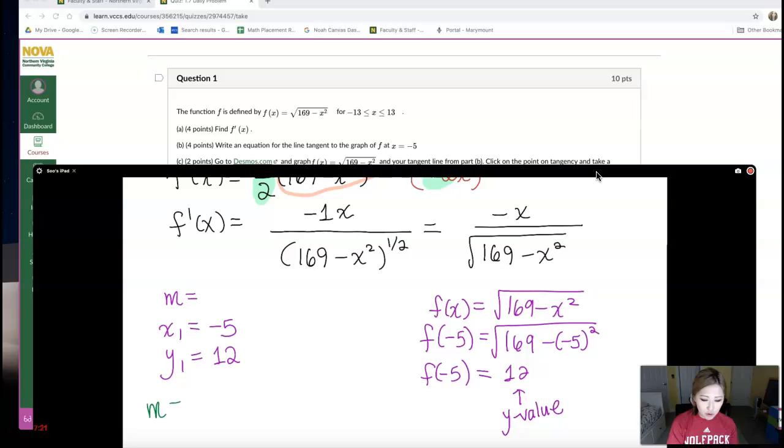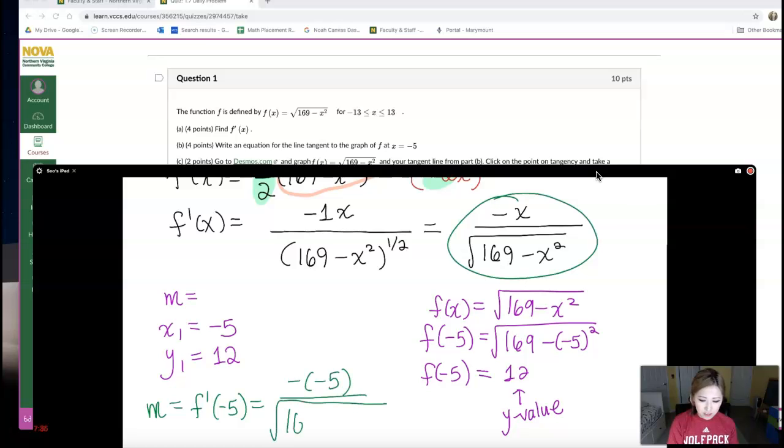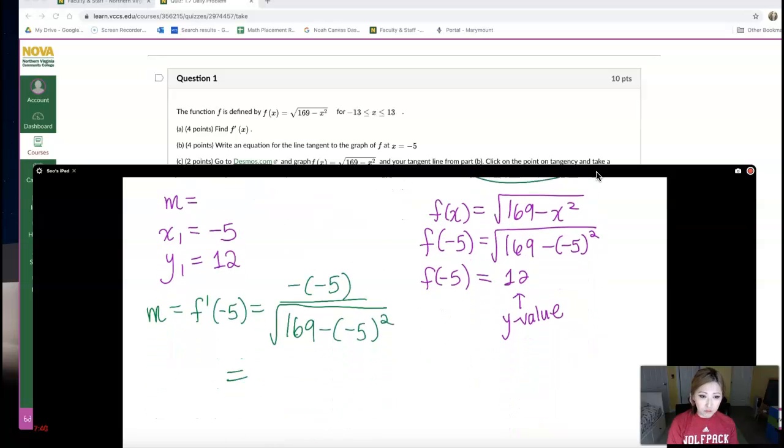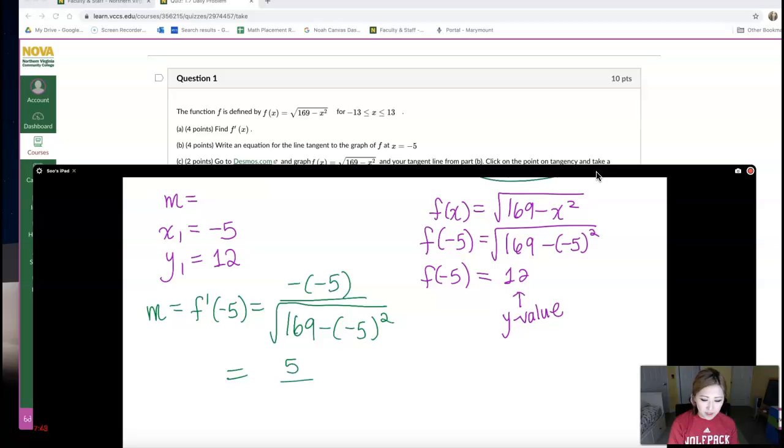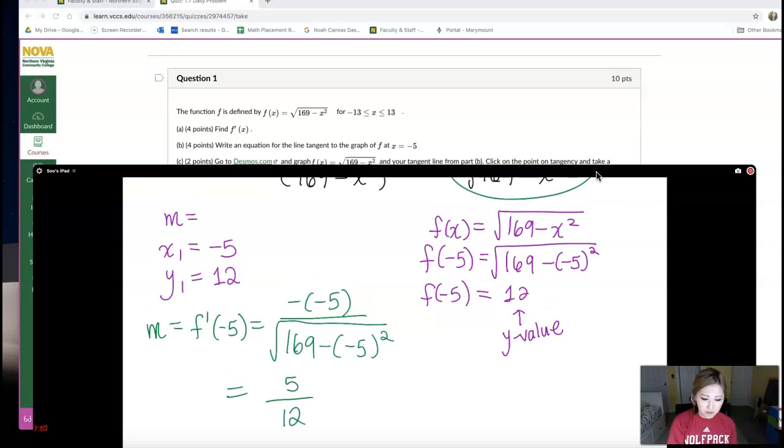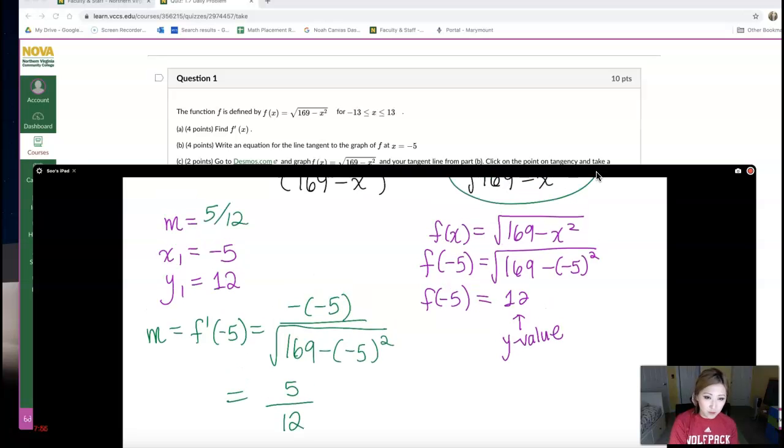To find the slope, plug in -5, or your x value, into the derivative function. That will be -(-5) over square root of 169 minus -5 squared. So the numerator is going to be +5. Denominator, I think this is the same thing as my y value, isn't it? This is the same as what I have in the denominator. So I'll say the denominator is 12. So I know the slope is 5 over 12.